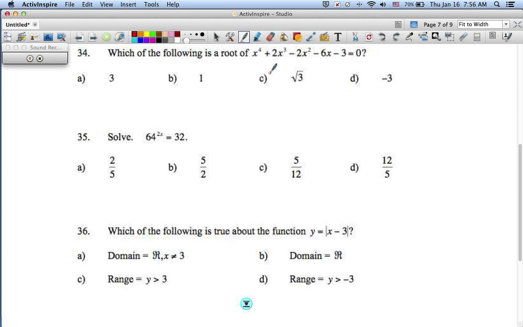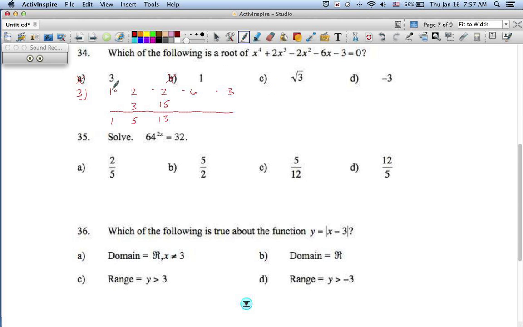Which of the following is a root of that? Same deal. 1, 2, negative 2, negative 6, negative 3. Again, I can plug 1 in my head. 1 plus 2 is 3, minus 2 is 1, minus 6 is negative 5, minus 3. No, 1's out. We'll start with 3 from the beginning. 1, 3, 5, 15, 13. Already getting too large. 3's out.